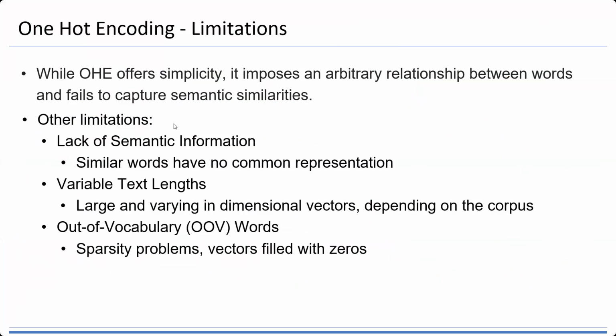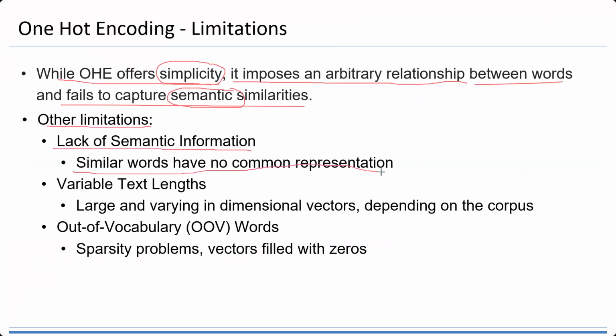One-hot encoding is good and common, and it is simple. But it imposes an arbitrary relationship between words, and it fails to capture semantic similarities. Semantic means the meaning, so we cannot understand the meaning. This is one of the limitations: we have no semantic information. For example, similar words have no common representation.